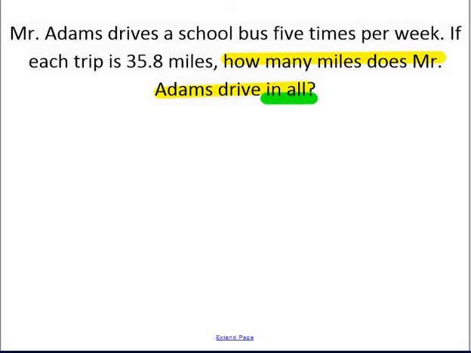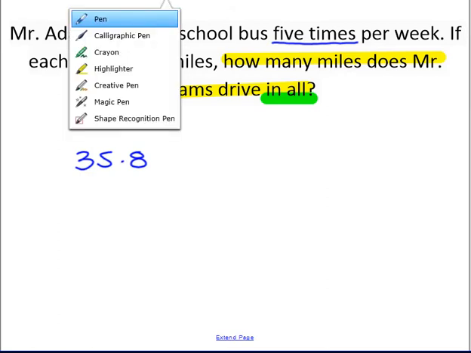jump out right to you automatically, in all. And if you look at your paper, in all is going to signify addition to you. Now, you can absolutely do addition for this problem. Not an issue at all, because it would be 35.8 5 times per week. 35.8 plus 35.8 plus 35.8 plus 35.8, so on and so forth.